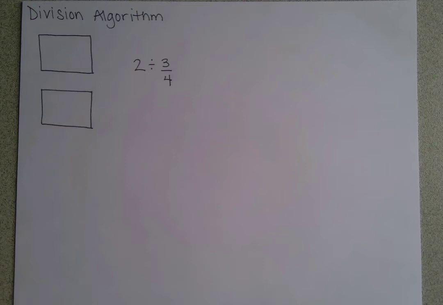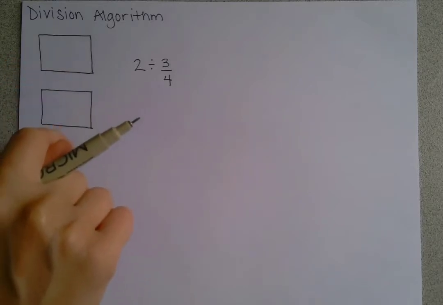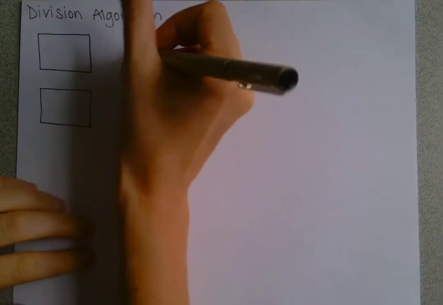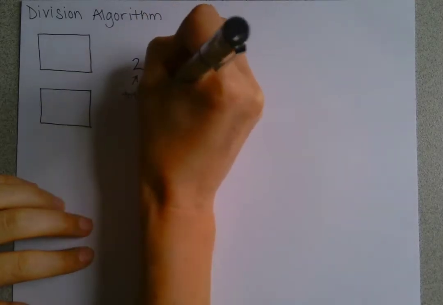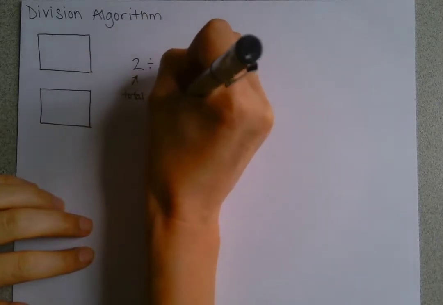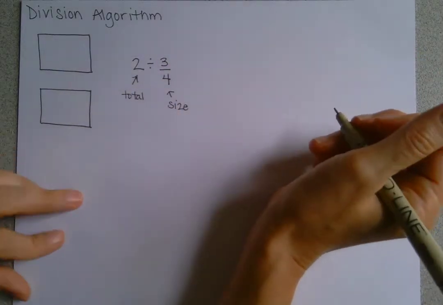All right, so here is an example of the division algorithm, and we're going to see how it works by using our area models. So say we have 2 total, and we want to make groups that are sized 3/4. So we want the size of our group to be 3/4. How many groups can we make?